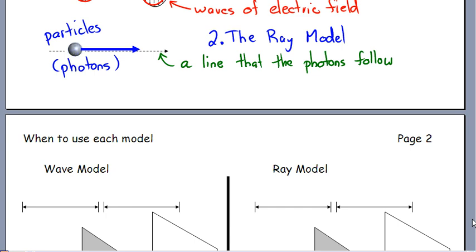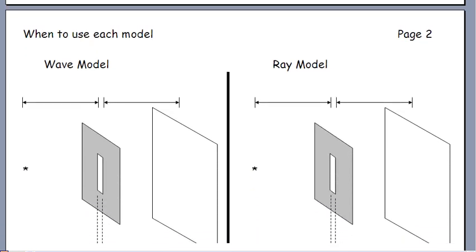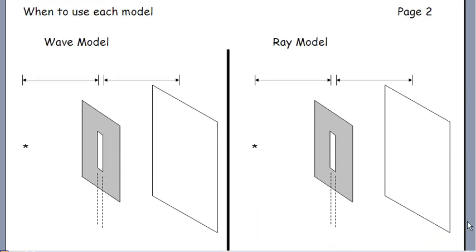So how do we as physicists know when to use each model? Because sometimes the experiments can look awfully similar. And so I've deliberately cooked up a couple of experiments that look almost identical. And I want to show you what I would look at to decide whether I'm going to use the wave model or whether I'm going to use the ray model.